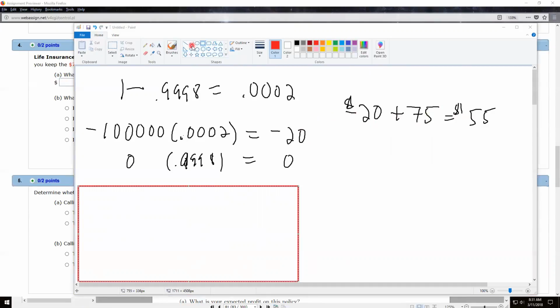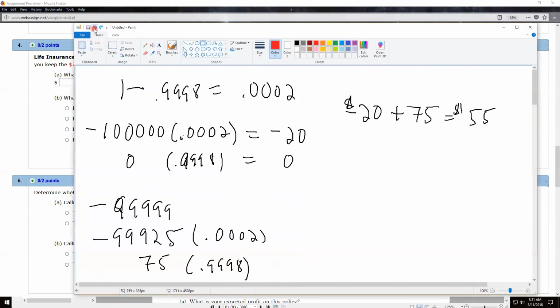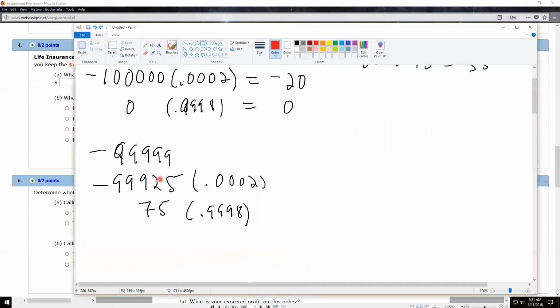What Dr. Stevens does here, let me undo this, is he takes the $75 right off the payout. So $100,000 minus the $75. Let me get rid of that $999, that was from an earlier calculation. That is what they're going to have to pay out after they deduct the $75. The probability of that happening is that same probability. And then if he doesn't die, they get to keep the $75 times the probability of that happening.